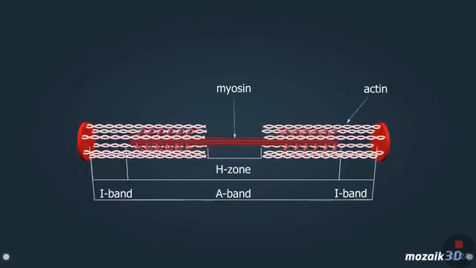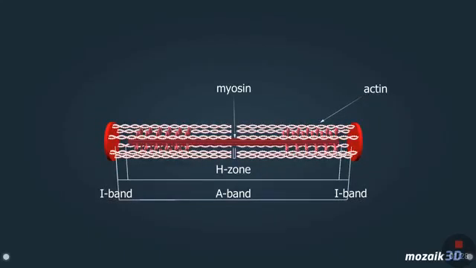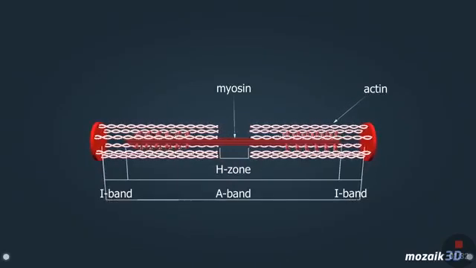When the muscle is stimulated, the actin and myosin filaments slide over one another. The I band and the H zone become shorter, and the muscle contracts.